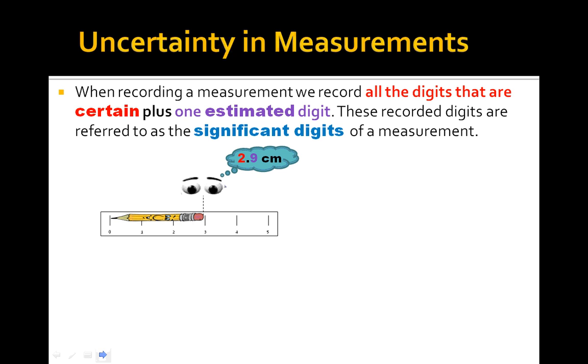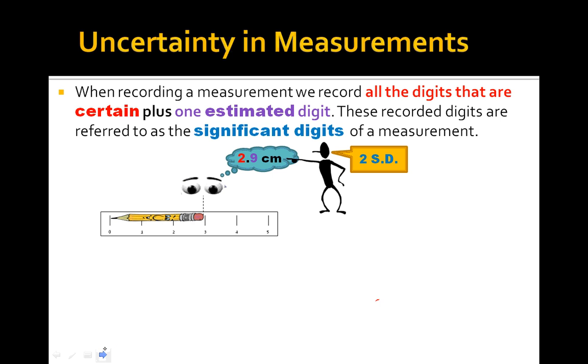So for example, in this situation here, I've got a pencil, and this pencil, according to this measuring device, has a length of 2 centimeters exactly. So those are my certain digits. And I'm estimating about 0.9. So I would write down 2.9, 2 being the exact certain digit, and 0.9 being my estimated digit.